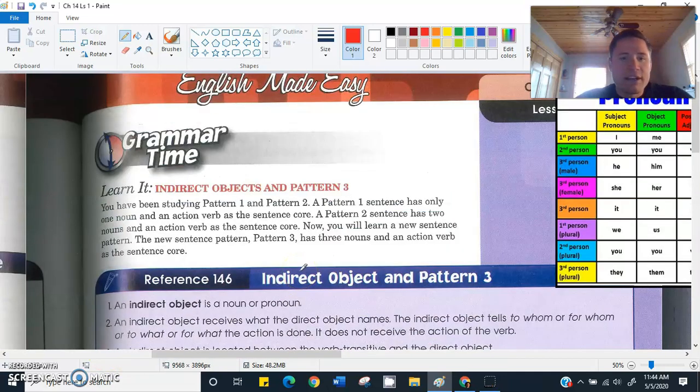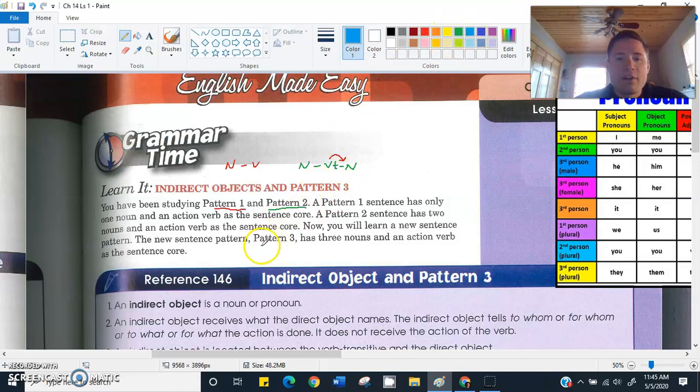Now review, when we were learning different sentence patterns, you learned pattern 1, which has one noun and one verb. That's its core parts. The noun is the subject, and the verb is the action. Then in pattern 2, you learned a noun, verb, noun pattern. But this actually turned out to be a verb transitive because it sent action to another noun, which was in the back of the sentence, in the predicate. That was the direct object.